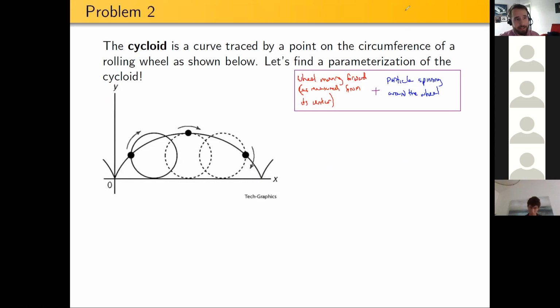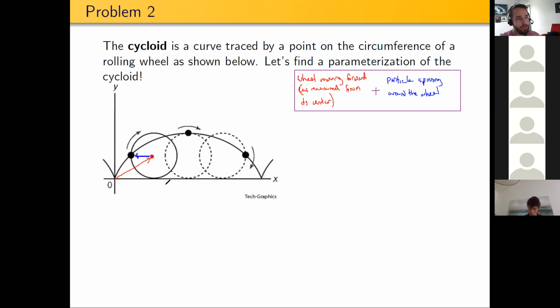The idea is going to be that at any given moment in time, I can figure out where the center of the wheel is, right? And I can figure out that position right there, where that center of the wheel is as referenced by the origin. Plus, I can figure out the current location of the particle as referenced by spinning around the wheel, so as referenced from the center of the wheel.